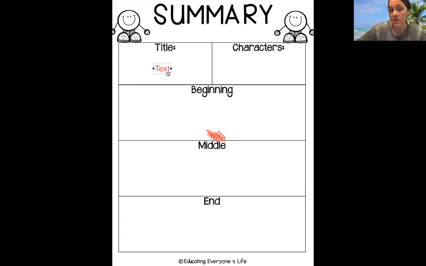So let's see here. The title for this story was Sarah the Gull. Oops, I had a typo. Sarah the Gull. Characters. This was actually fictional, even though seagulls and birds do migrate. This was a made-up story because the birds were actually characters. So Sarah and her mom.